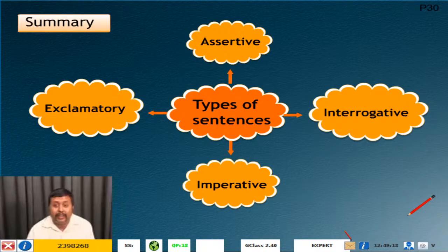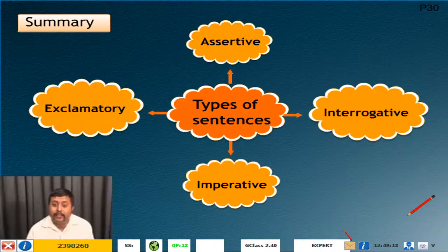An exclamatory sentence is a sentence which expresses our emotions. Whatever feelings, whatever emotions we have, a sentence that expresses our emotions. Happy, sad, whatever it is, all these emotions, the sentence that shows all those emotions, that is called what? An exclamatory sentence.